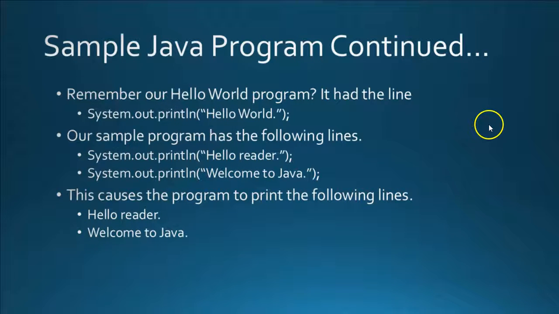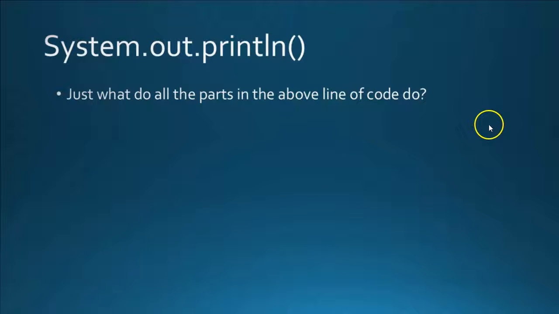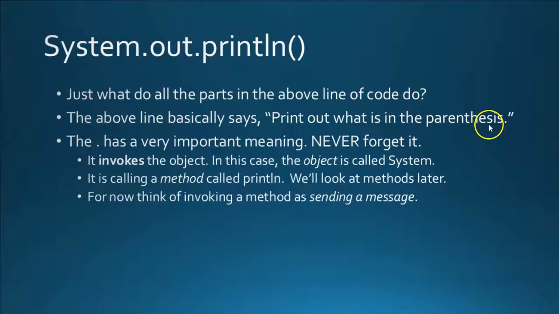Because anything that's inside those quotation marks is what it's going to print out. It's pretty simple. You see inside the quotes, print it out. So let's look at that println statement in a little bit more depth and examine what all those parts do. The above line basically says print out what is in the parentheses.